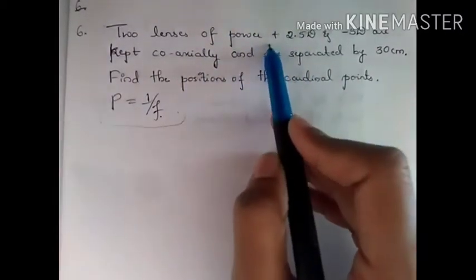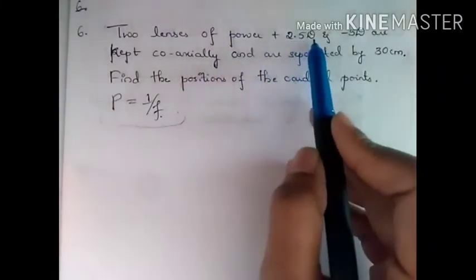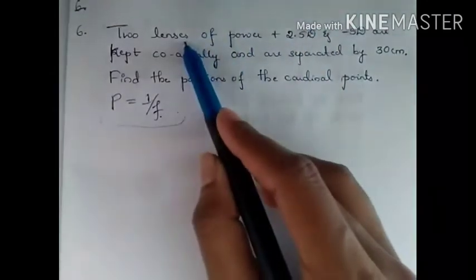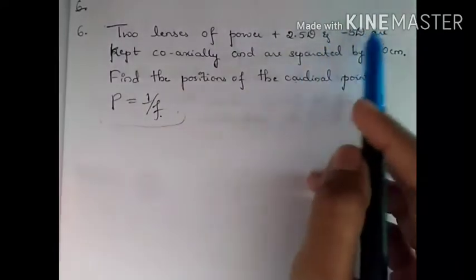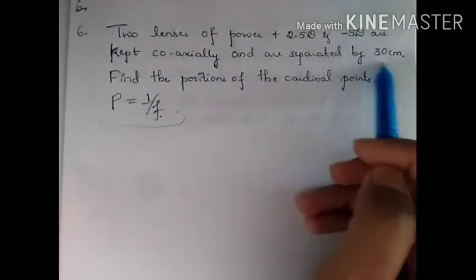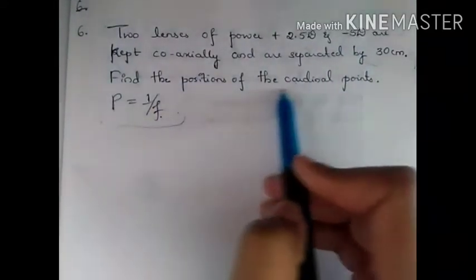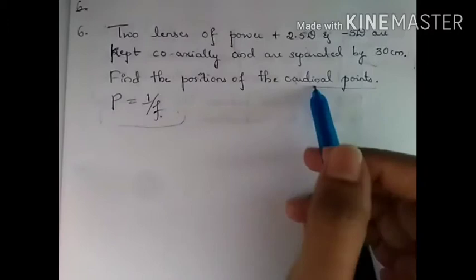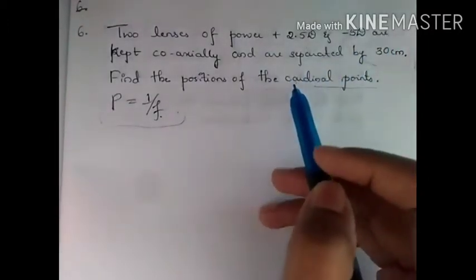So for the first lens the power is +2.5 D, and for the second lens the power is a negative value, that is -5 D. These two lenses are separated by a distance of 30 centimeter. Now find the position of the cardinal points. So he is asking the position of the cardinal points.